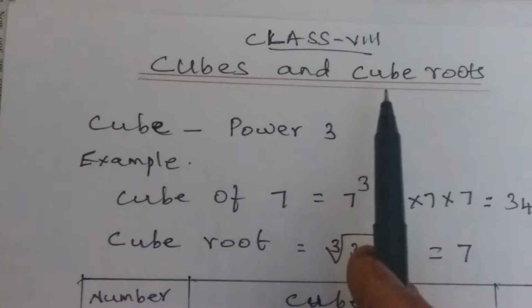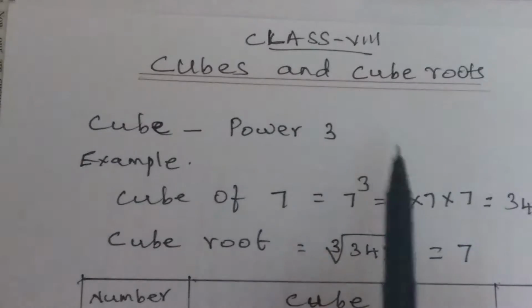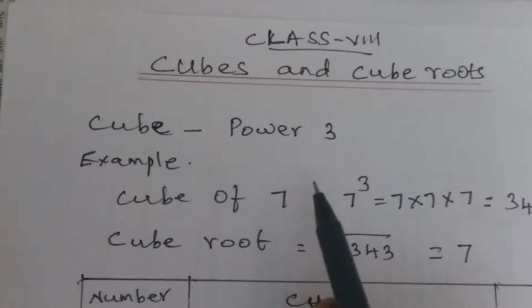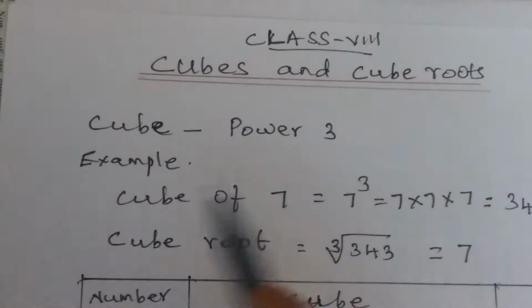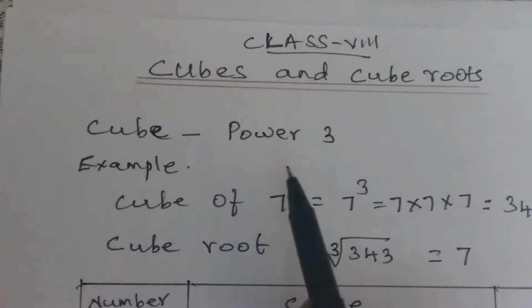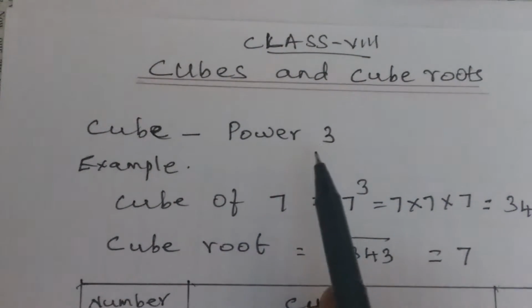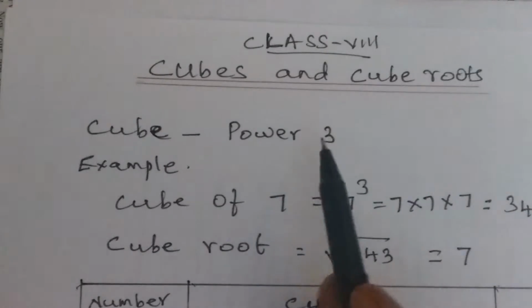What is a square? Let us recall what is the square of a number. A square means power 2. Any number to the power 2 is called a square number. Now what is a cube? Cube means power 3. Any number to the power 3 is called a cube.